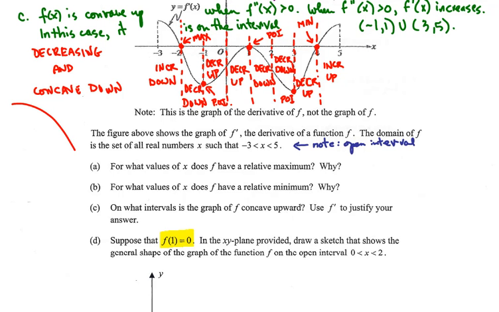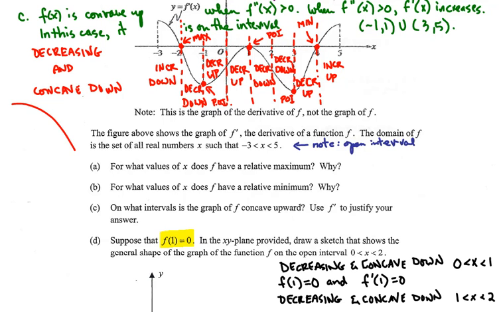So we're going to start off decreasing and concave up. We're going to come in for a smooth landing at a 0 derivative at the point 1 comma 0, and then from there we're going to go decreasing and concave down from x equals 1 to x equals 2. Okay, let me just restate that. We have f of 1 equals 0 and f prime of 1 equals 0.